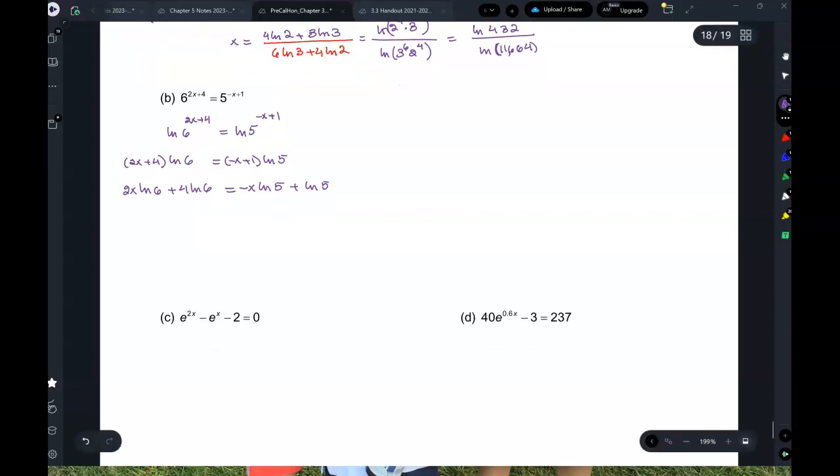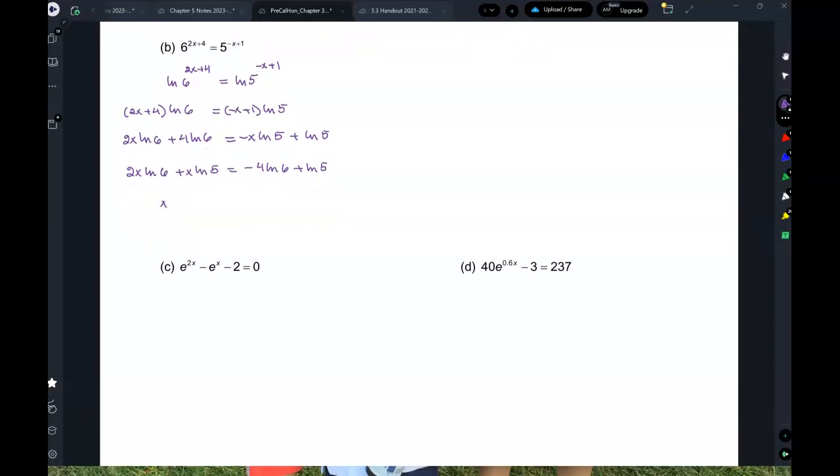Now what? X ln of 5. Correct. Collect all of the x's on one side. Oh, no. This is, okay. This is minus 4 ln of 6 plus ln of 5. All right. So now, factor out an x.